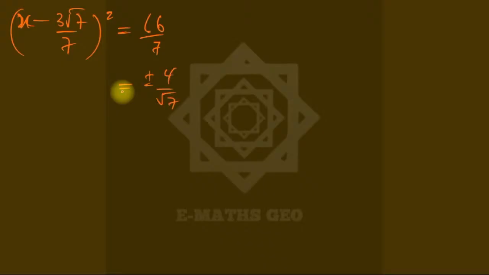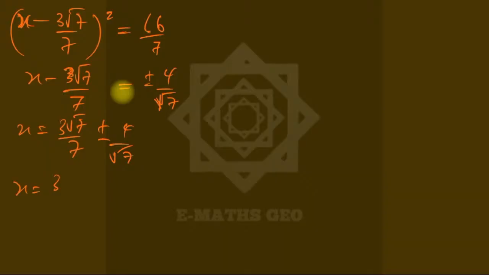Why this is root 7? Why this is x minus, that I can write this one as, okay, let's just continue. 3 root 7 over 7. So this one moves to be positive 3 root 7 over 7 plus or minus 4 over root 7. And if you rationalize by multiplying by root 7 up and down, 4 over root 7 rationalized is now 4 root 7 over 7.